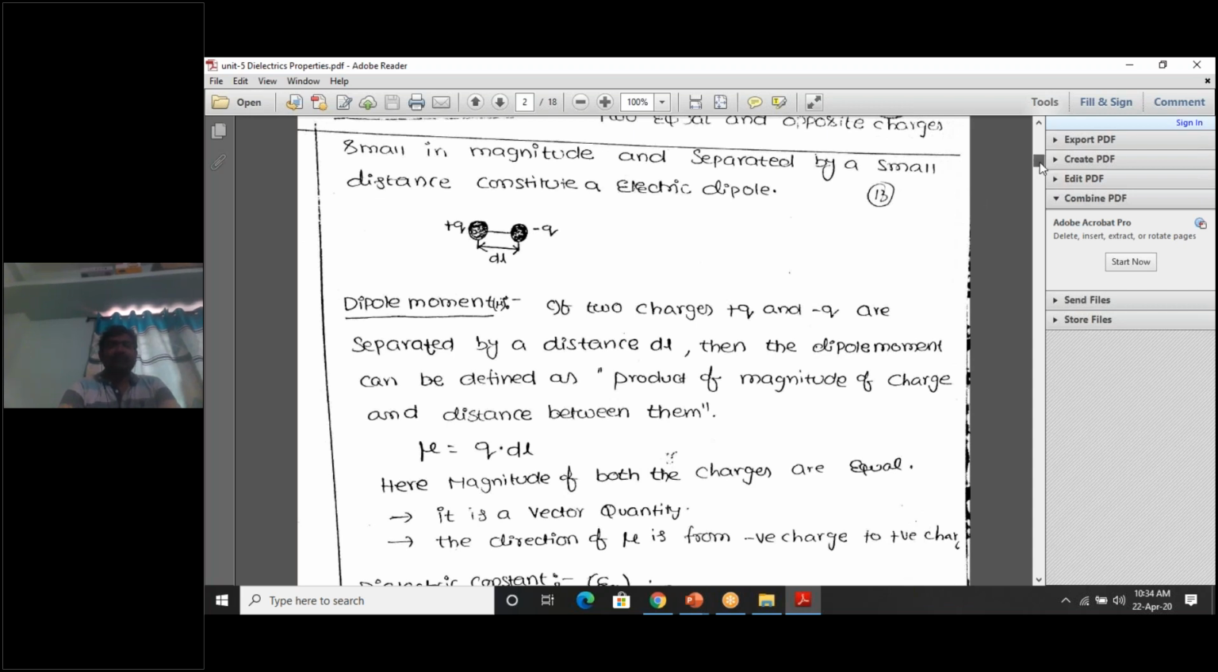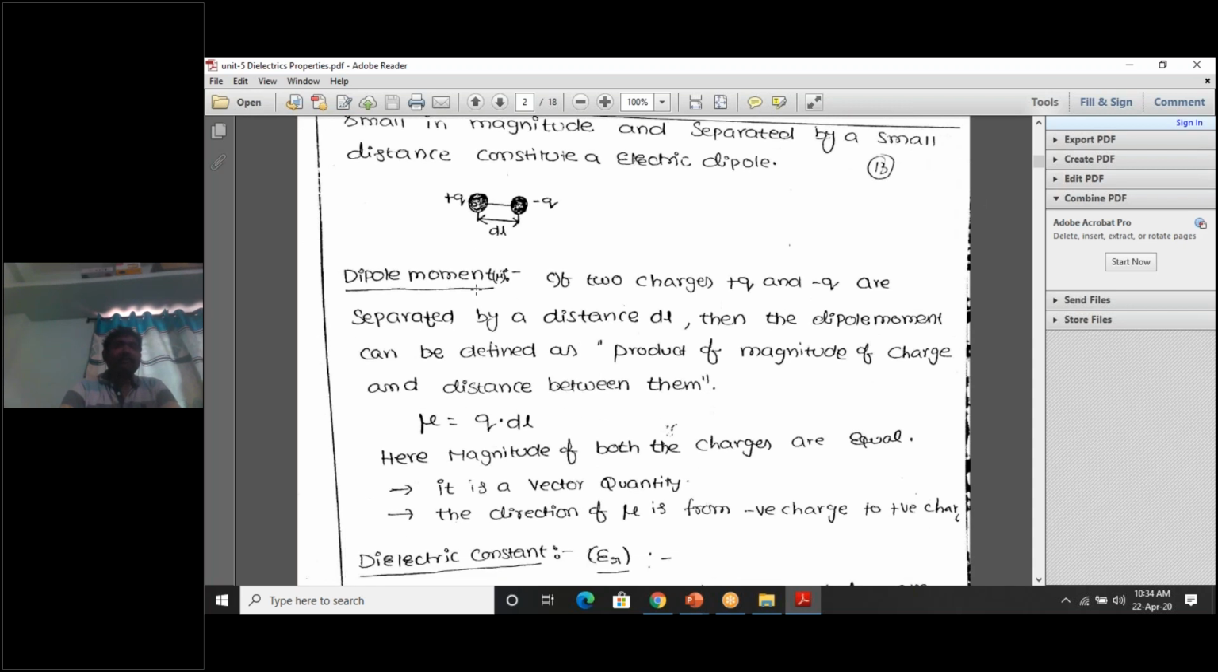Then the next definition is dipole moment. This electric dipole has one fundamental property, which is called the dipole moment. What is dipole moment? It is the product of the magnitude of any one of the charges in a dipole, q, into dl, the distance of separation between the two charges. So q into dl is called the dipole moment, and it's a vector quantity. The direction of the vector dipole moment is from negative charge to positive charge.